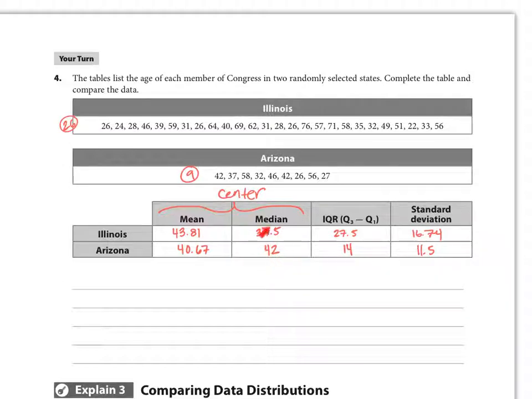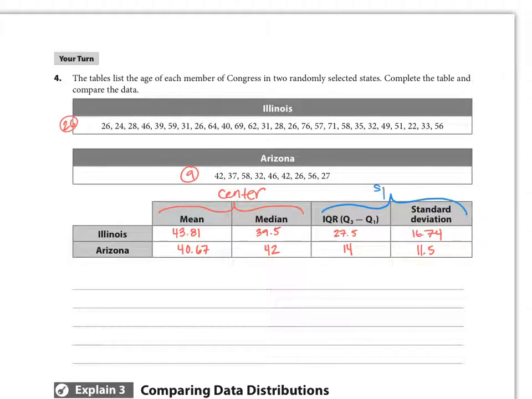Now, since they're different when we compare them, we can say that maybe Illinois or Arizona has some outliers that are affecting it and making this happen. So we're not quite sure unless we test for outliers. We're not going to do that quite yet, but you could, if you would like to see if there are any outliers, and make conclusions from there.